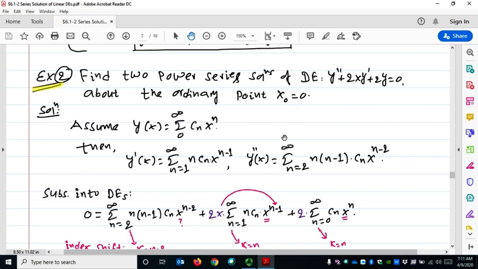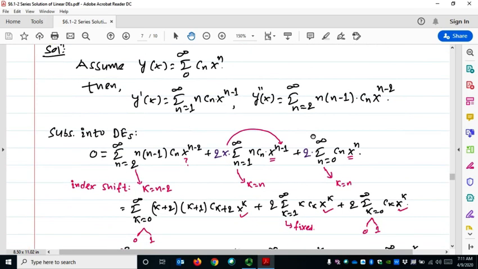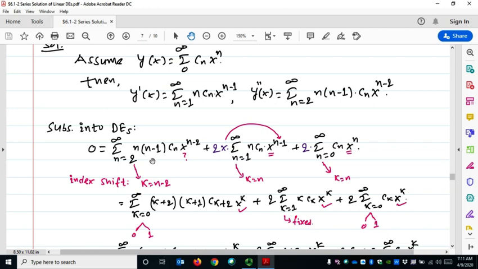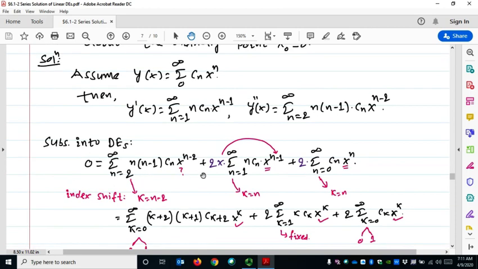So the same idea. Assume our solution is of the form this power series. Take the derivative, take the second derivative. Next, substitute those values back into the given differential equation. Put y double prime here, put the first derivative here, and then y here, which gives me this. So 0 equals y double prime plus 2xy prime plus 2y.